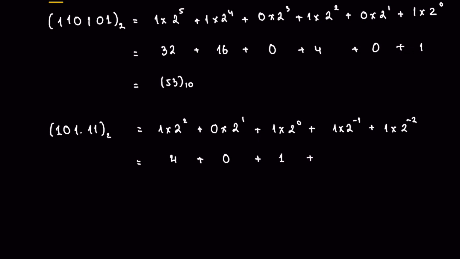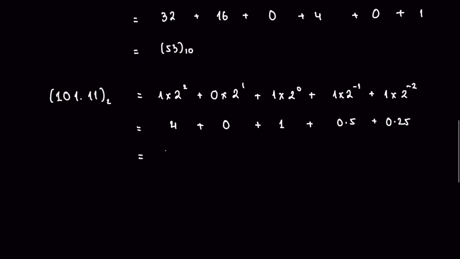Then 1 times 2 to the negative 1 is going to be 1/2, or 0.5. And here, 1 times 2 to the negative 2 is going to be 1/4, or 0.25. And if you add all of the numbers together, you're going to get 5.75. This is in base 10. Not only for binary system, for other bases too, you can use the same approach to get to base 10.